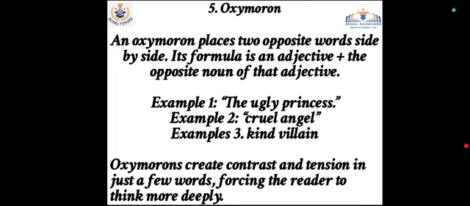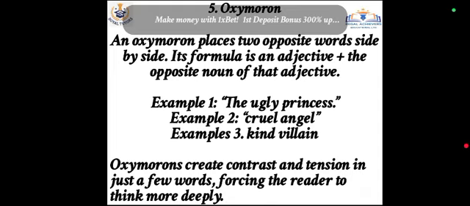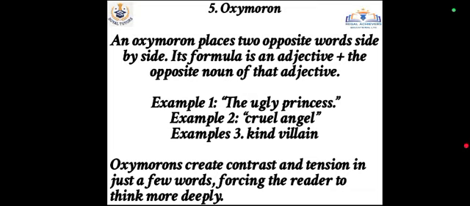Oxymoron. An oxymoron places two opposite words side by side. Its formula is an adjective plus the opposite noun of that adjective. For example, the ugly princess, cruel angel, kind feline. Oxymoron creates contrast and tension in just a few words, forcing the reader to think more deeply.